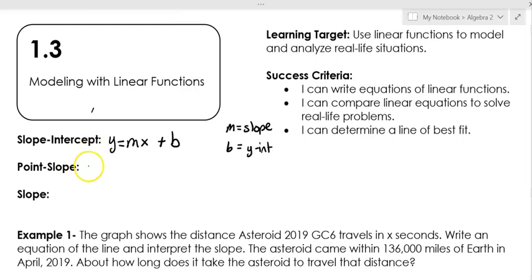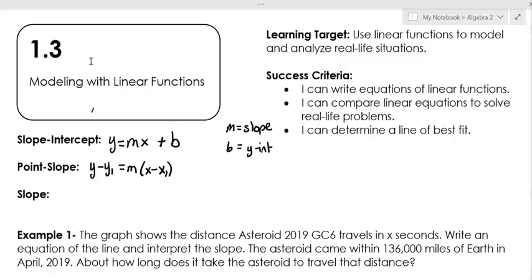Okay, we also learned point slope form. Point slope form is y minus y1 equals m times x minus x1. Point slope form is a better format to use than slope intercept form when you have exactly what it sounds like, a point and a slope. If you have a slope and a y-intercept, then slope intercept is the better form to use.